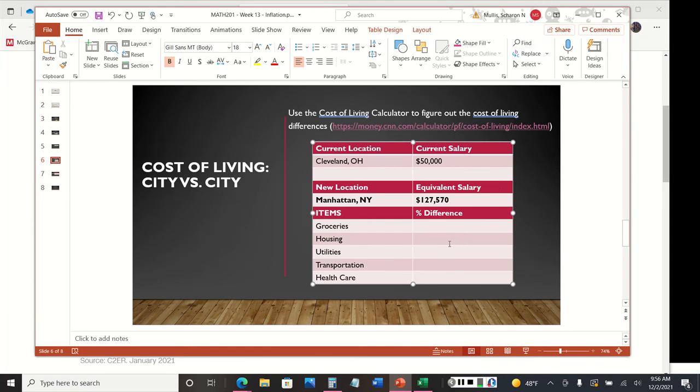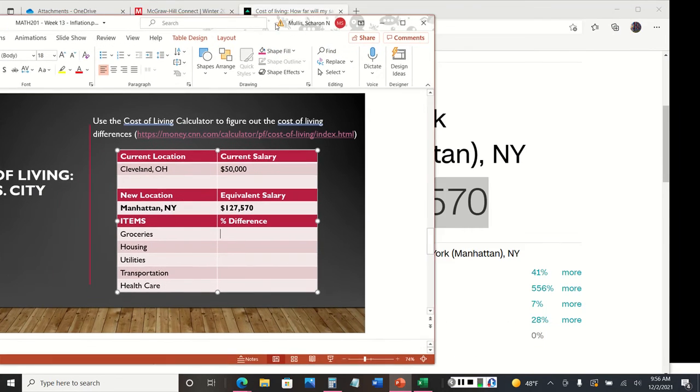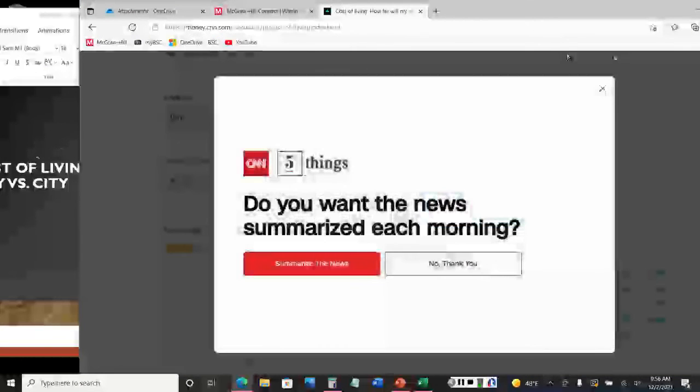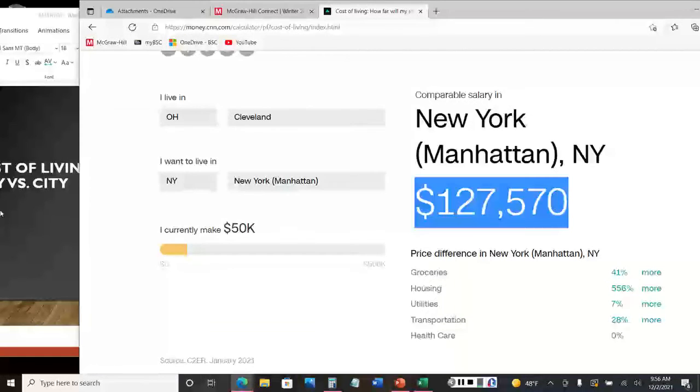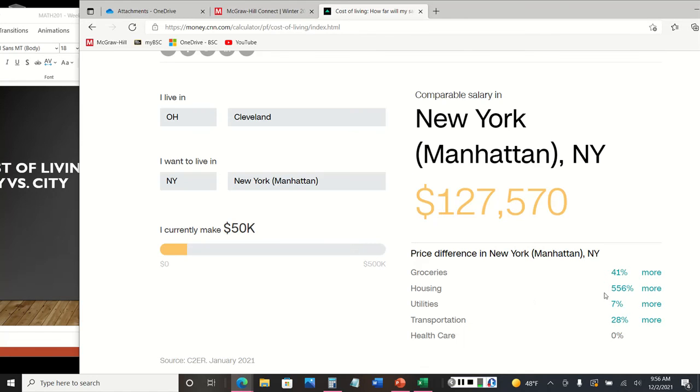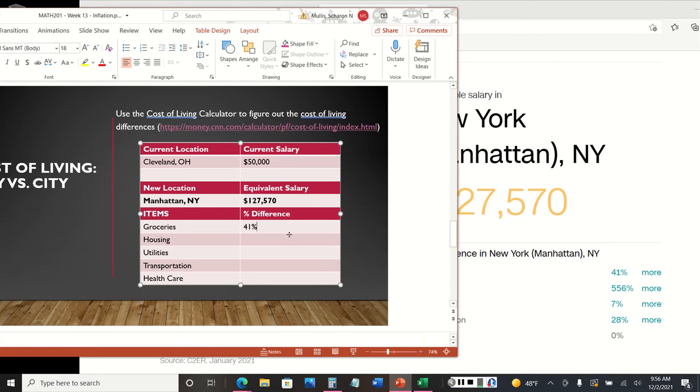And we can see that our groceries are more expensive in New York. So we know our difference is it's 41% more. That's how much it costs for groceries. Housing is 556% more. So their housing, that would be your biggest expense in New York. Your utilities would only be 77%.